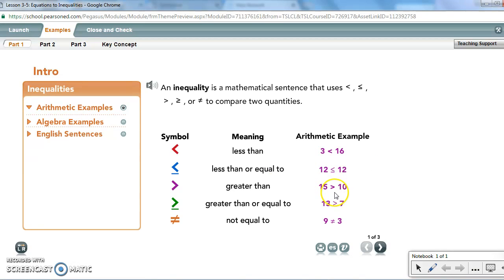We have 15 is greater than 10. 13 is greater than or equal to 7. And 9 is not equal to 3.